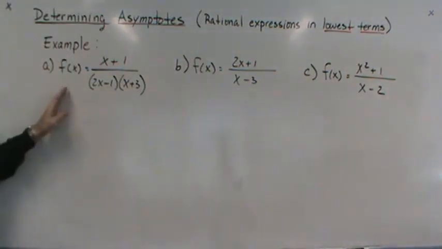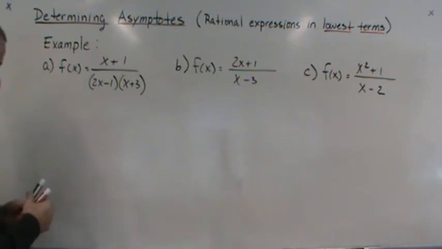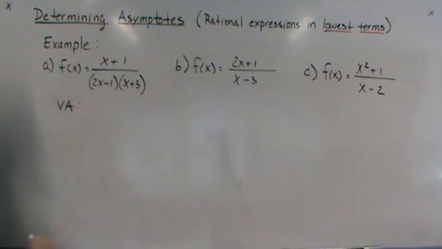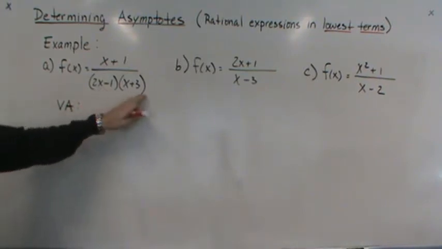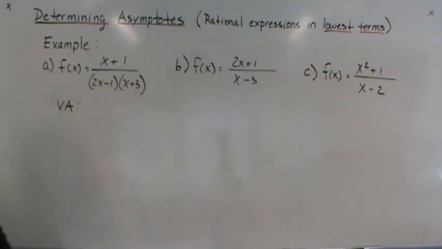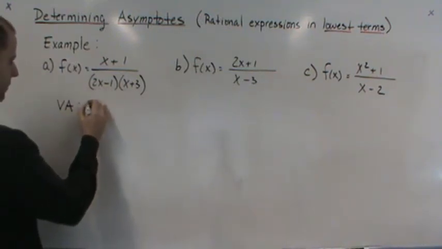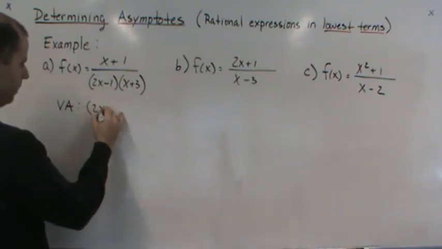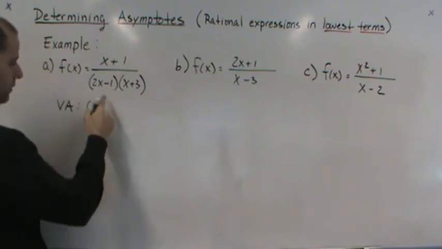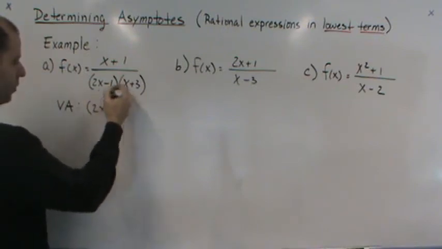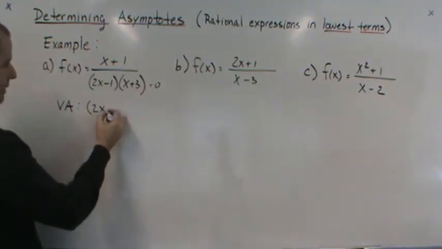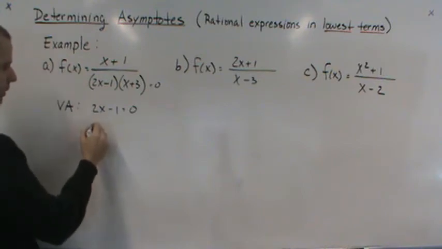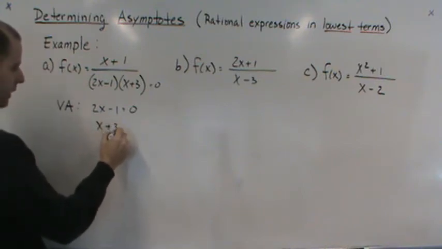So let's start with A. In this example, we're always going to deal with vertical asymptotes first. So let's find the vertical asymptotes. We're going to set the denominator equal to 0 and solve for x. We're going to use the zero product principle here since it's already factored. So we set this whole thing equal to 0, and that means 2x minus 1 is equal to 0, or x plus 3 is equal to 0.